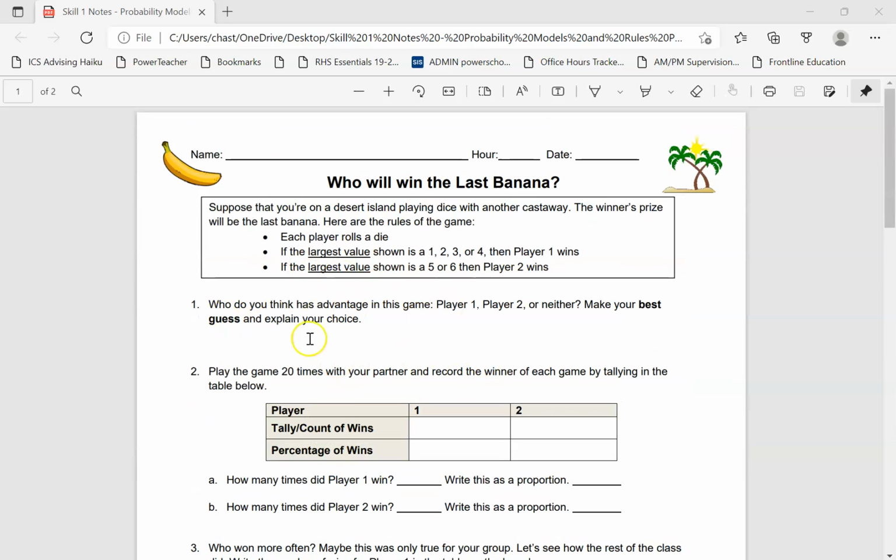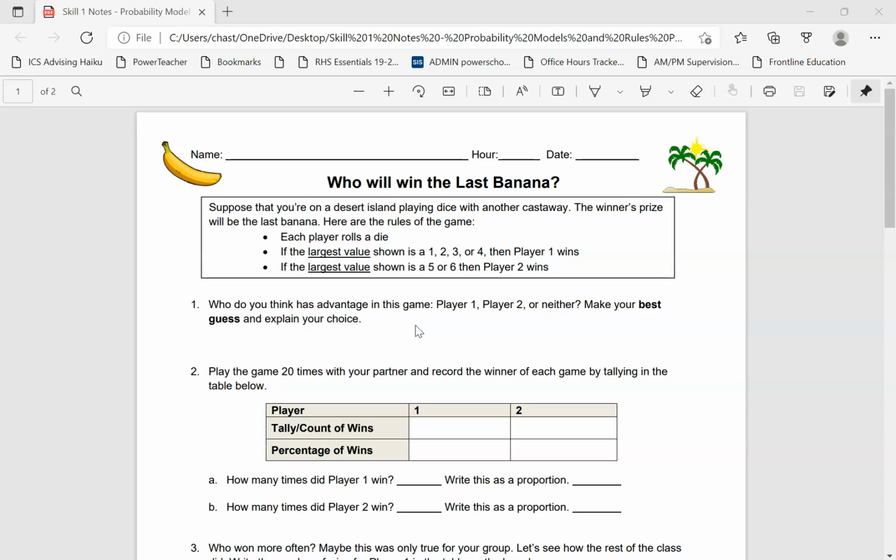I would love to do this with you all, but I just don't want to waste the time to do that on here. So this part right here will be something that you're going to do in class. The idea is that you and a partner would be rolling a die. One of you will be player one and the other will be player two.